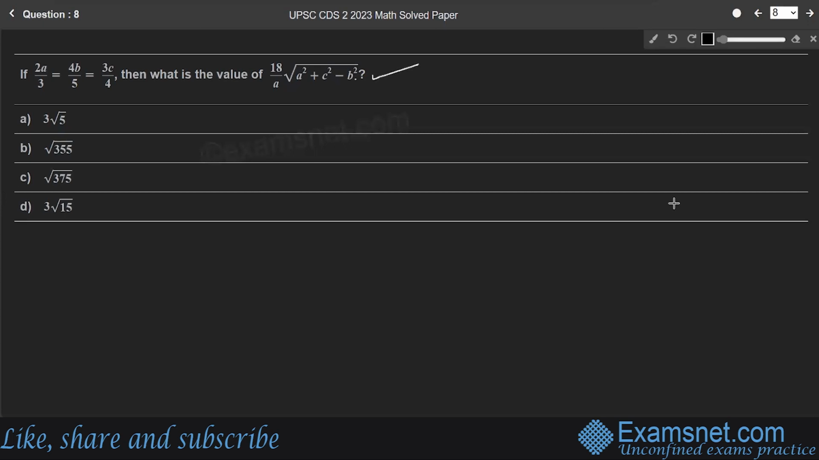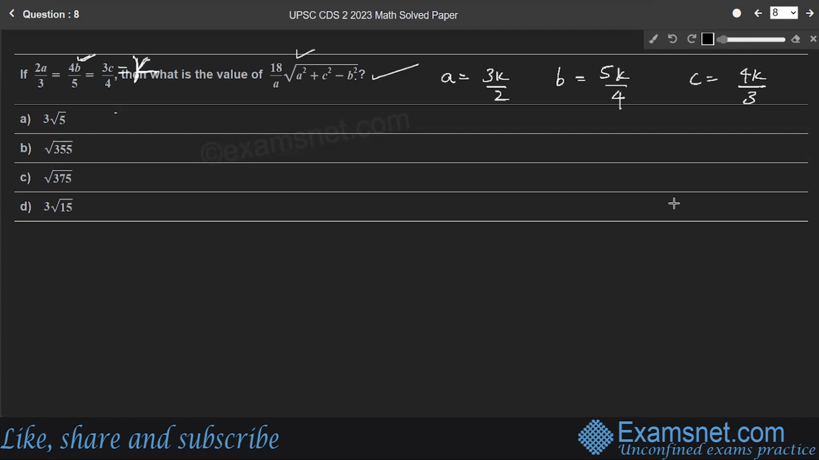Question number 8. If 2A by 3 is equal to 4B by 5 is equal to 3C by 4, then what is the value of 18 by A into the root of A square plus C square minus B square? Since 2A by 3 is equal to the remaining two values, I'll equate these to a constant K. 2A by 3 is equal to K. Therefore, A is 3K by 2. And 4B by 5 is equal to K, so B becomes 5K by 4. And C becomes 4K by 3.